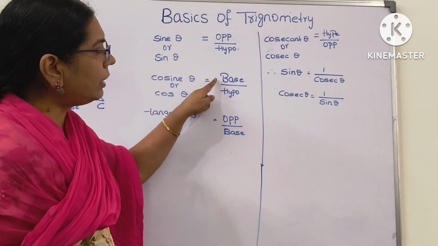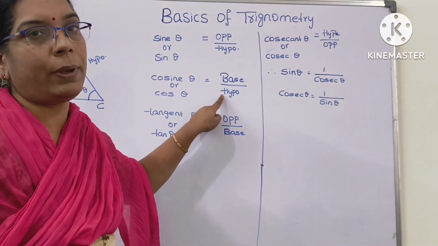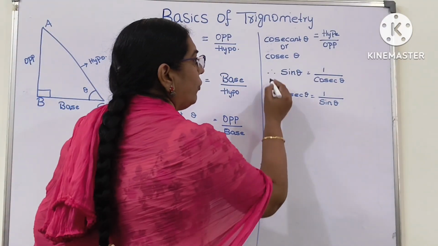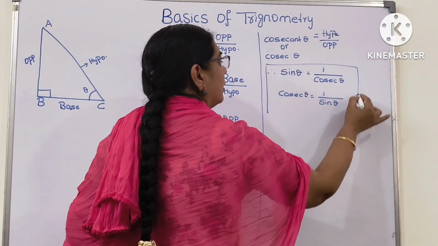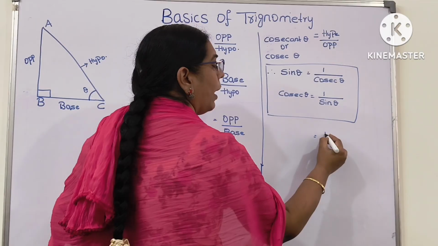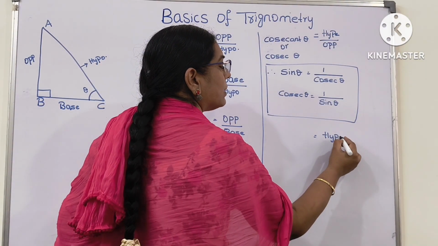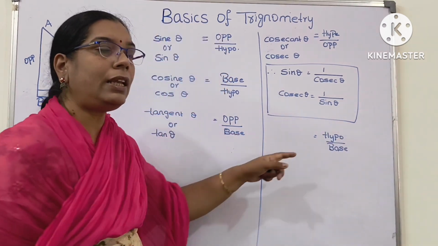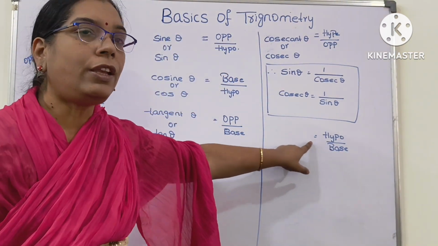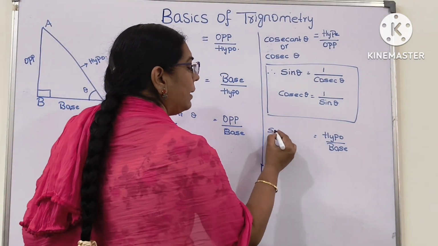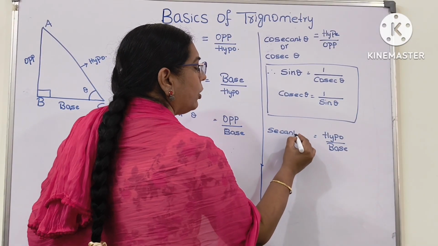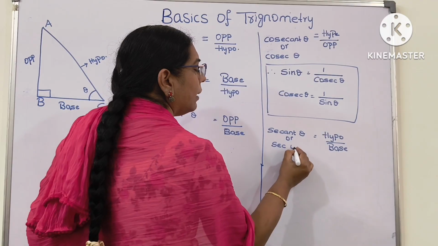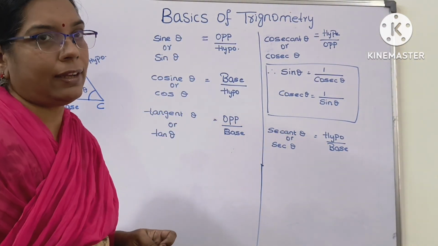Now, we have a ratio of base upon hypotenuse. If I take the reciprocal of this, the new ratio becomes hypotenuse by base. What is the name for such a ratio? It will be called secant theta, in short, sec theta.